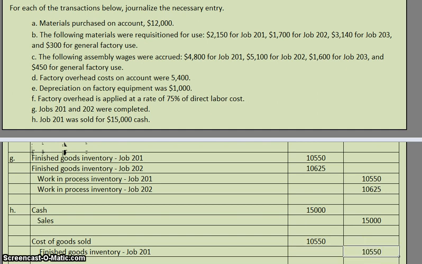All right. So that's it for job order entries. Keep practicing this technique. It really isn't that bad, and it does kind of relate back to a lot of the things that you learned back in financial accounting. We're just adding some managerial and cost aspects to it.